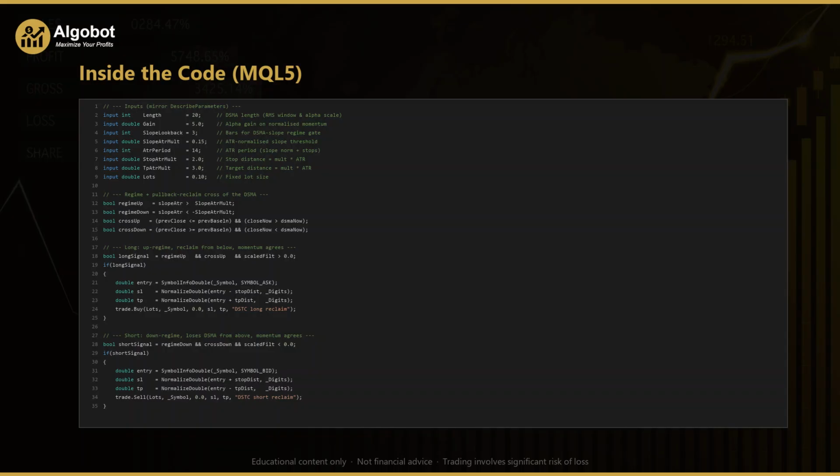Look at the long block. The long signal is only true when the regime is up, a fresh cross up has occurred, and the scaled filter, our normalized momentum, is positive. When all three agree, the code reads the ask price, places the stop loss one stop distance below it and the take profit one target distance above it, and calls trade.buy with those levels.